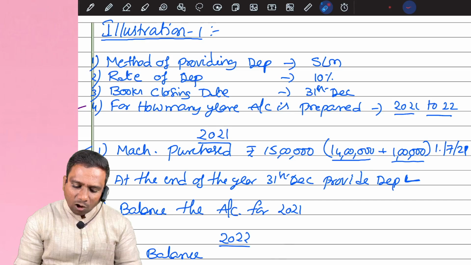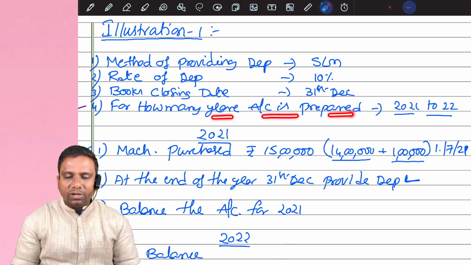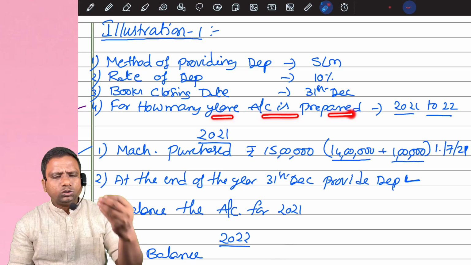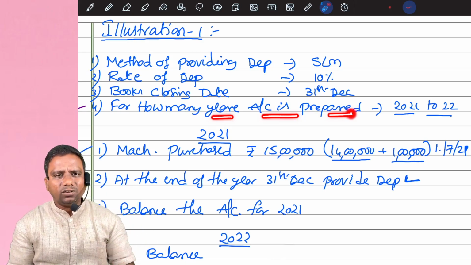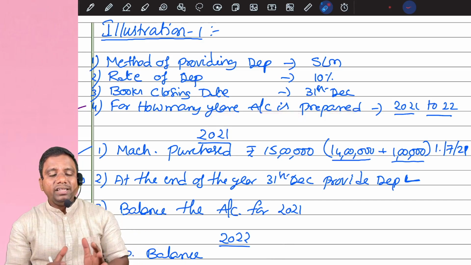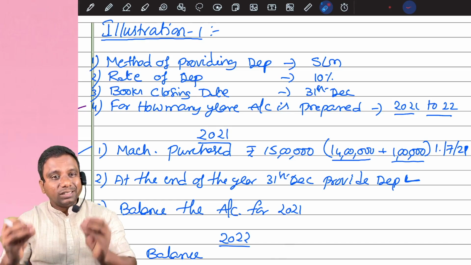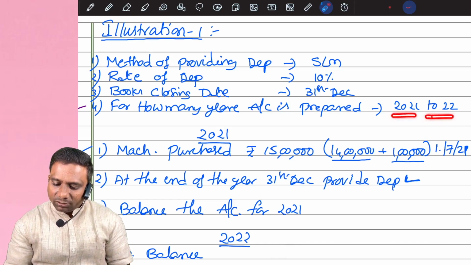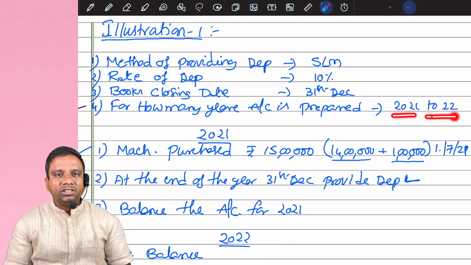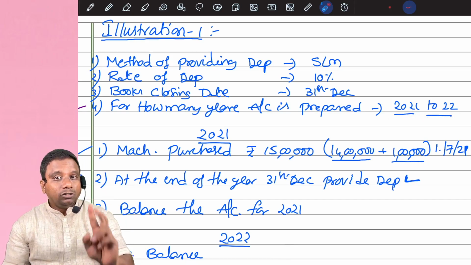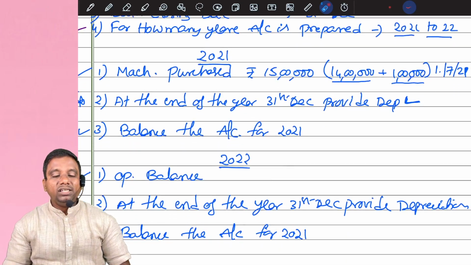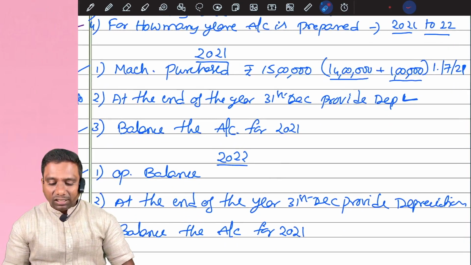Next, for how many years is the account prepared? It may be the machinery account. Most of the cases they give you machinery account or plant account or any asset account or motor truck account. For how many years are we going to prepare this account? 2021 to 2022. This is the basic information. For how many years do you have to prepare the account? 2 years.